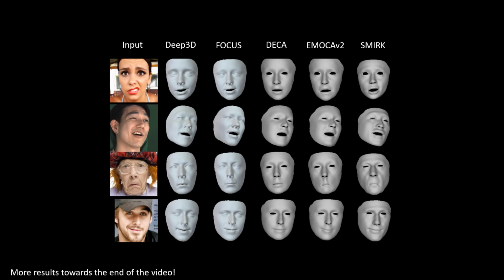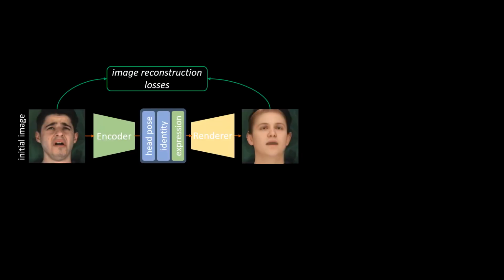Here we show example images from 4 previous state-of-the-art methods on 3D reconstruction and SMIRK. Typically, 3D reconstruction methods use differentiable graphics-based rendering for self-supervision. This results in a domain gap in the reconstruction losses and requires additional predictions such as lighting and albedo.